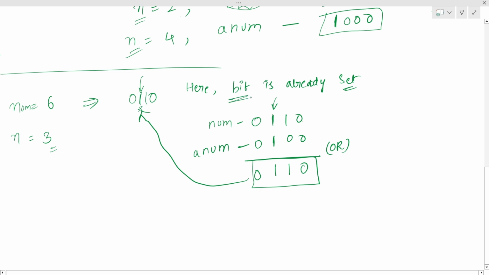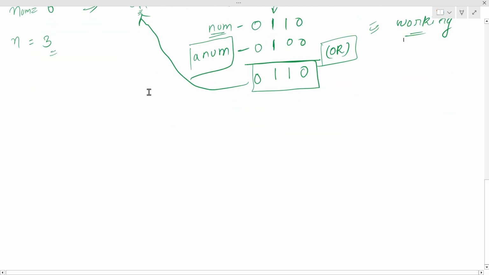So you can clearly see this algorithm is working, taking the given num and trying to find out a num, and we are simply applying an OR operation, right? This is working. Now, the major question you will be getting is how to find out the a num.